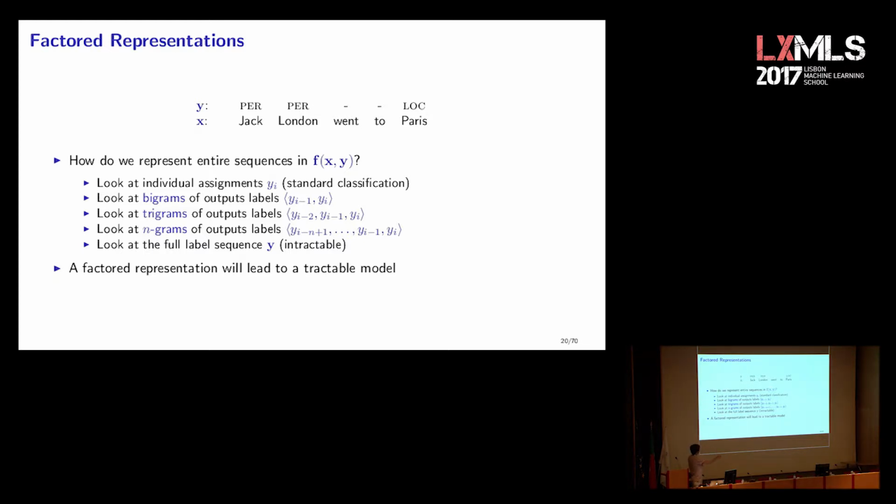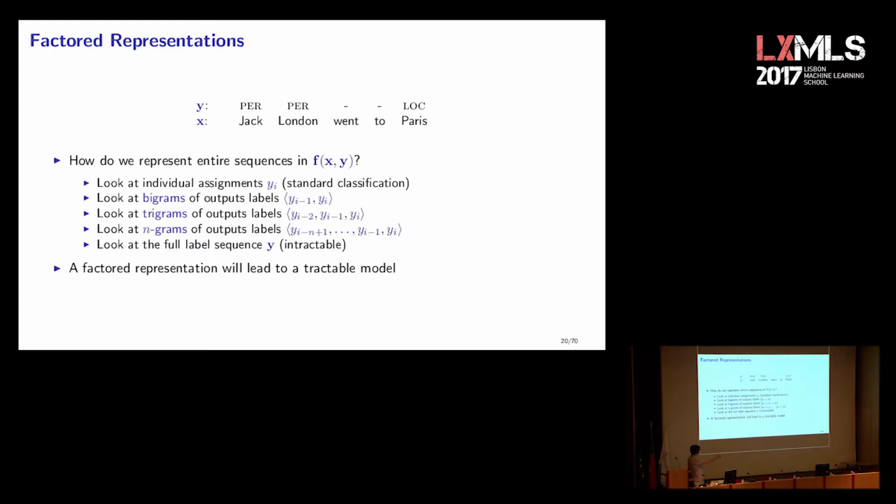If our feature function looks at chunks of the output that are of fixed size, we will call this a factored representation, and the search problem is going to be tractable. If we want to look at the full label sequence, even if we don't know exactly how to do that, this would lead to an intractable problem. So we're not going to look at this.